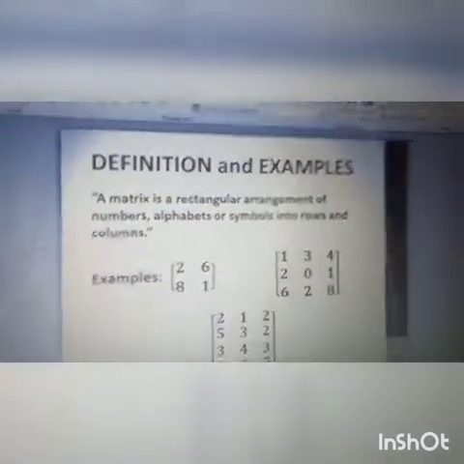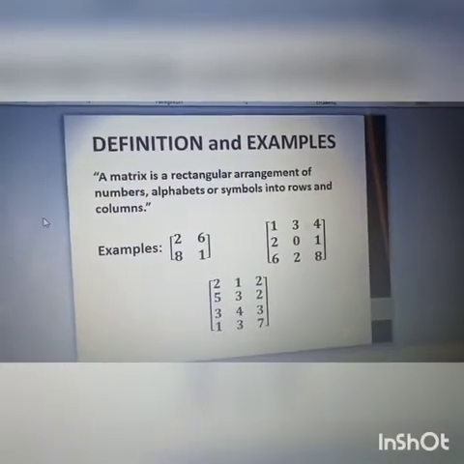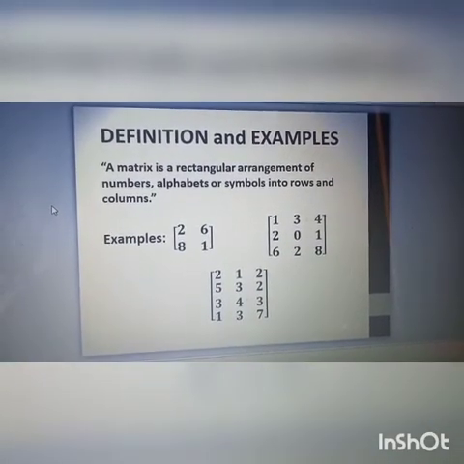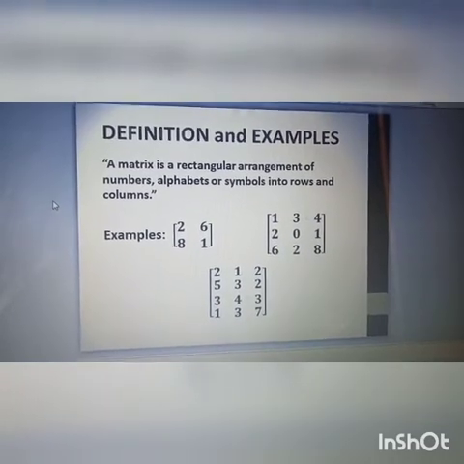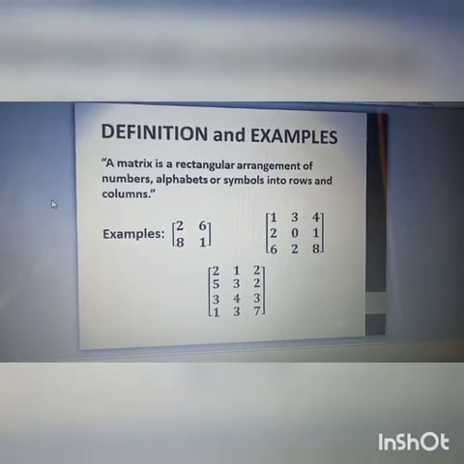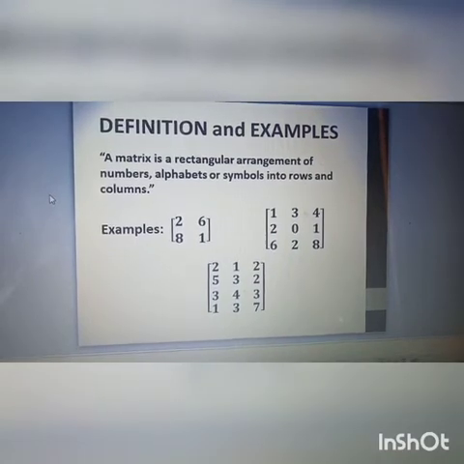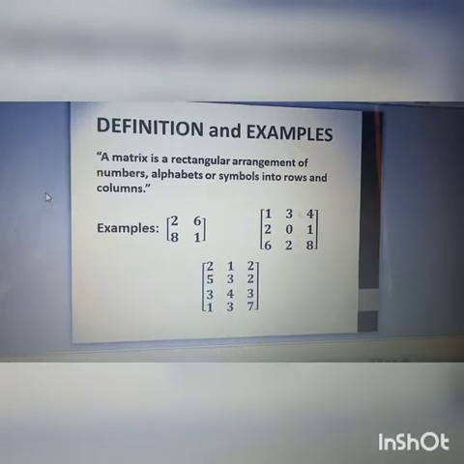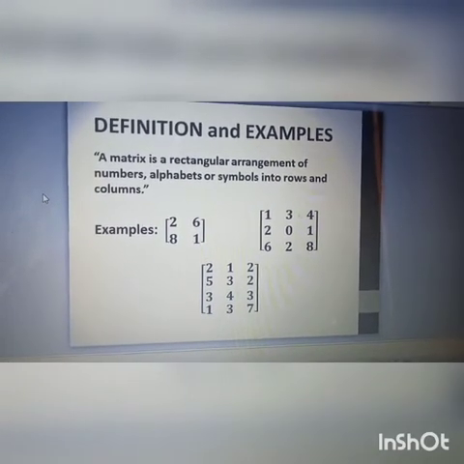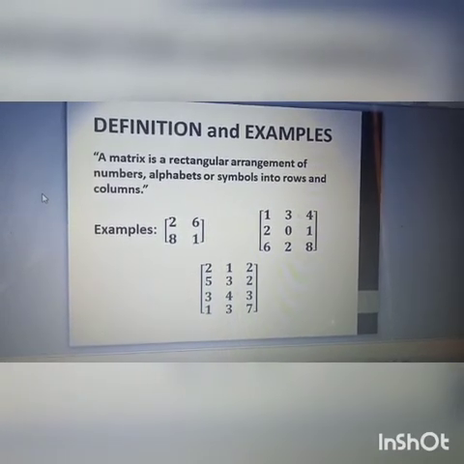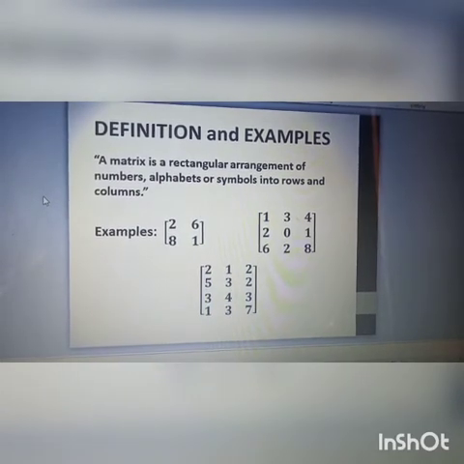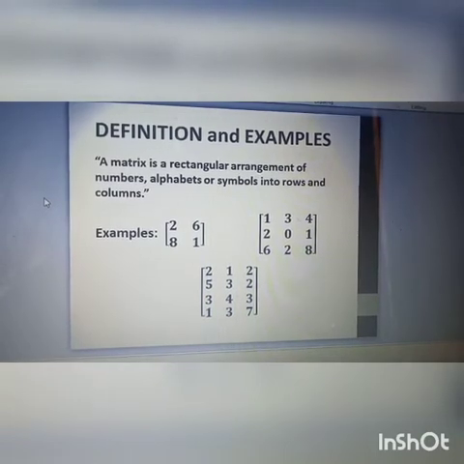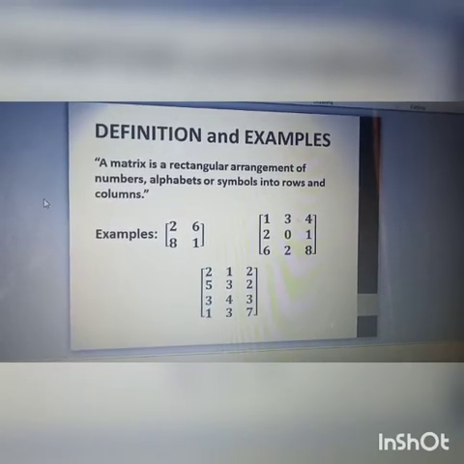Yes, here it is: definition and examples. A matrix is a rectangular arrangement of numbers, alphabets, or symbols into rows and columns. This is the definition of a matrix. So what does it mean? Different types of numbers, that could be data for some observation for any event, that could be alphabets as well, it could be in symbol form as well. So when we represent all of these into rows and columns in a rectangular arrangement, these are called matrices.